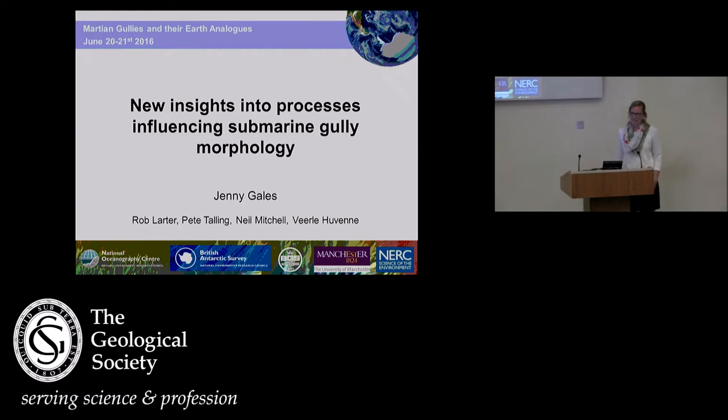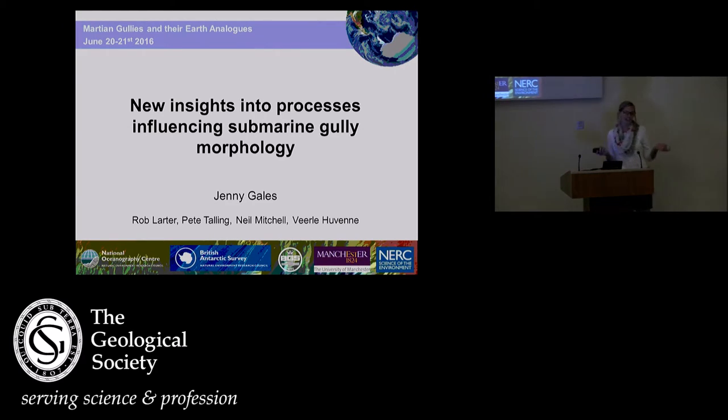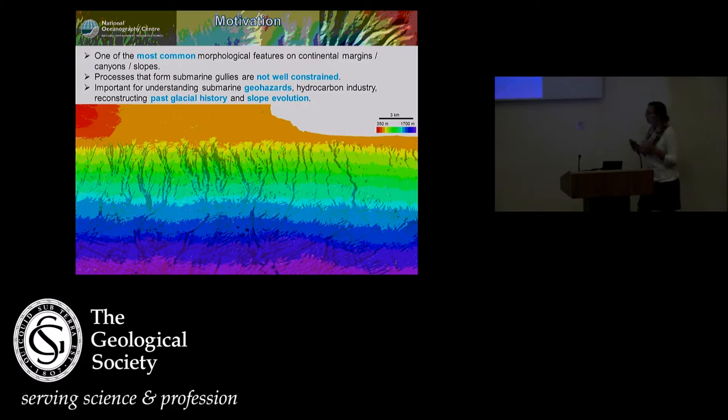Thank you. I'm going to come at this from a slightly different angle and talk to you about new insights into processes influencing submarine gullies. Submarine gullies are one of the most common morphological features that we find in the submarine environment on continental margins, slopes and canyons. But like Martian environments, the processes which actually form these gullies aren't well documented or well understood.